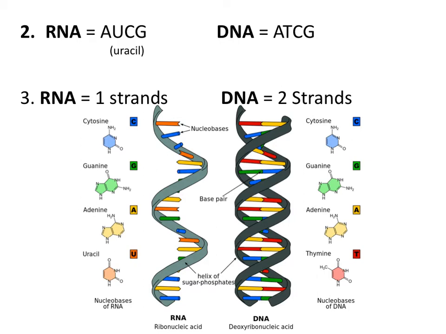RNA has adenine, uracil, cytosine, and guanine as bases. So it's got U versus DNA, which has a T, thymine, instead of uracil. Don't ask me why. I've tried to look into it, and it's something that would have occurred so long ago in the evolution of life that I don't know that we really know.